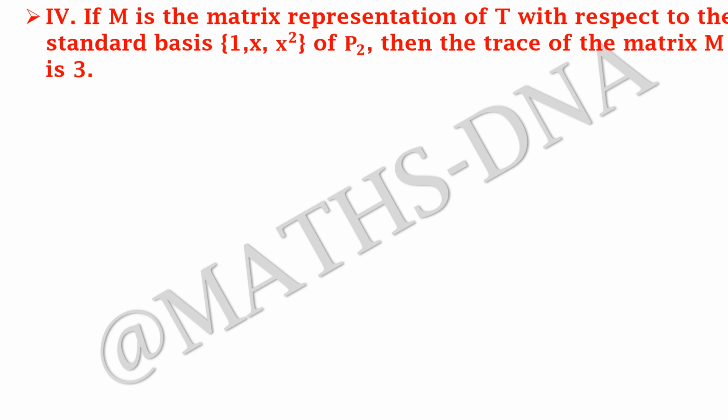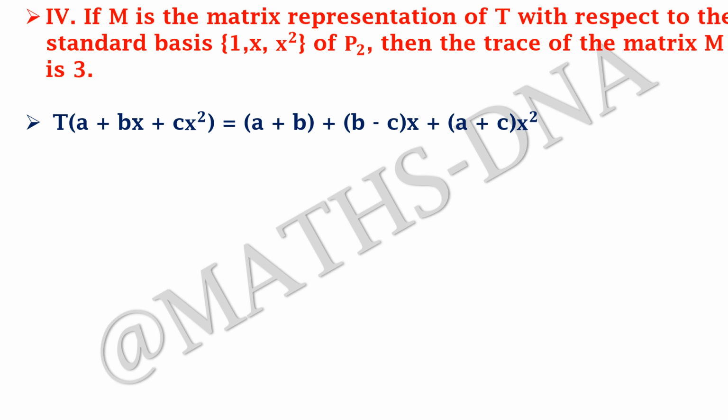And the fourth one: if M is the matrix representation of T with respect to the standard basis 1, x, x² of P2, then the trace of the matrix M is 3. Firstly, we need to find the matrix. It is given to us that the transformation is T(a + bx + cx²) = (a + b) + (b - c)x + (a + c)x². We apply it to the standard basis.